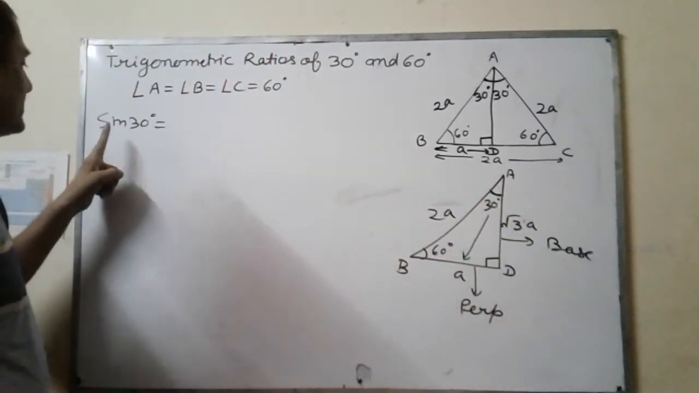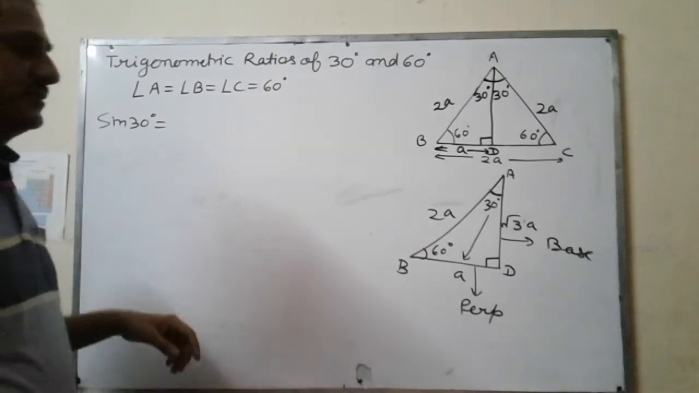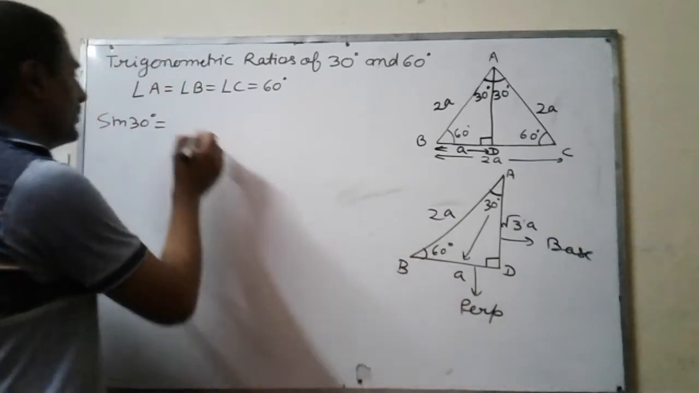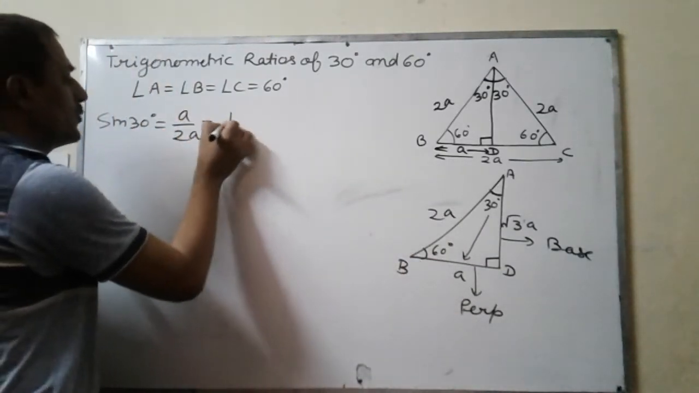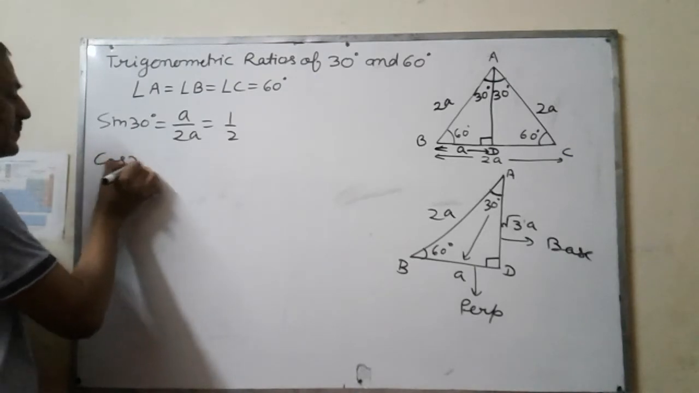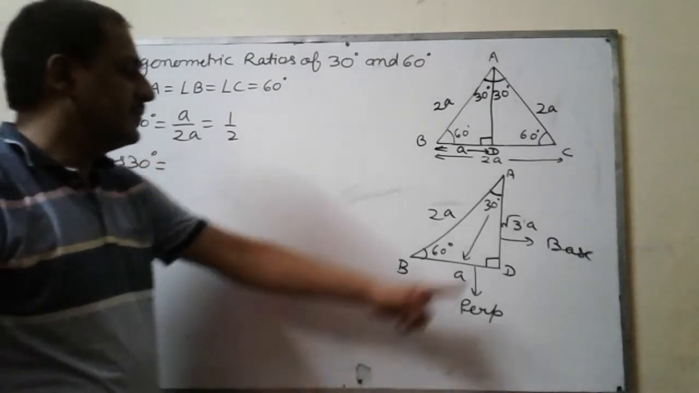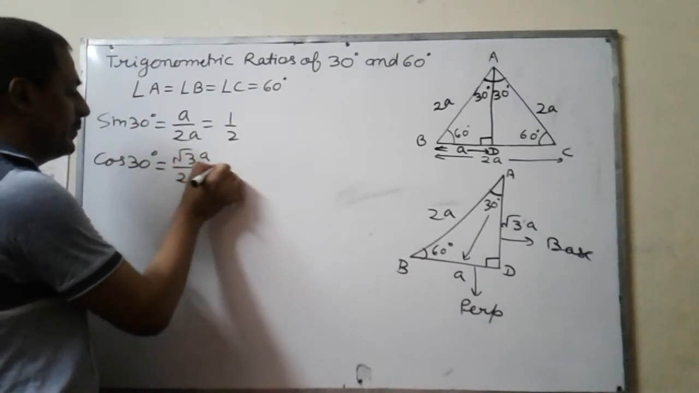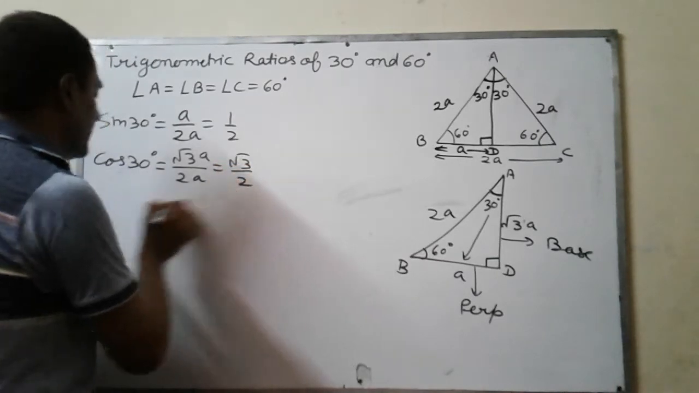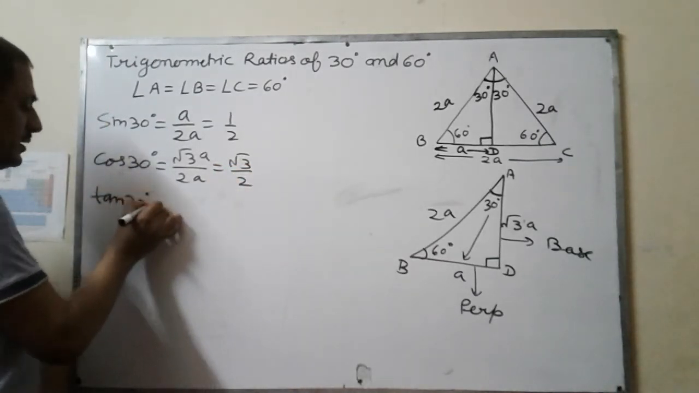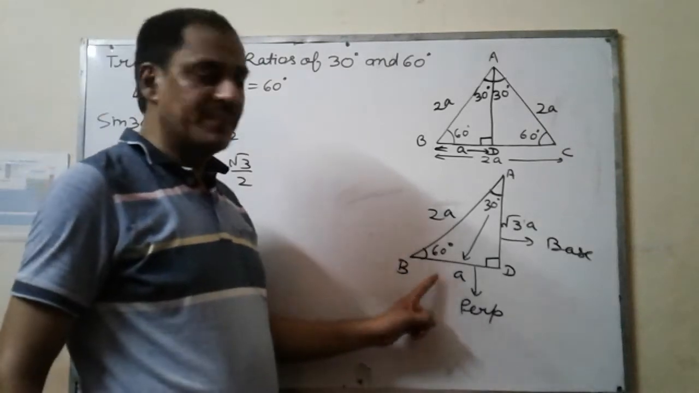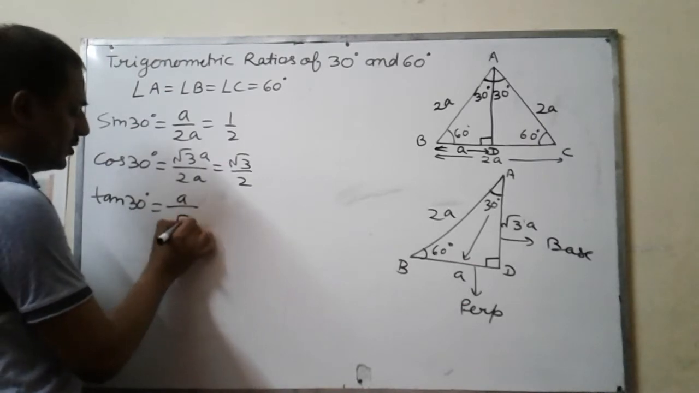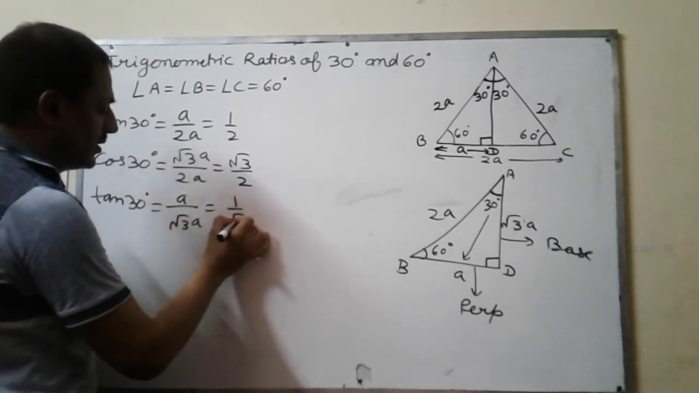Children, you know that sin is equal to what? Trigonometric ratio sin is equal to perpendicular upon hypotenuse. Here perpendicular is A unit. A upon 2A is equal to 1 upon 2. Cos 30 is equal to base upon hypotenuse. Base is root 3 A upon 2A. It will become root 3 upon 2, and tan 30 is equal to perpendicular upon base. Perpendicular is A. A upon root 3 times A equal to 1 upon root 3.